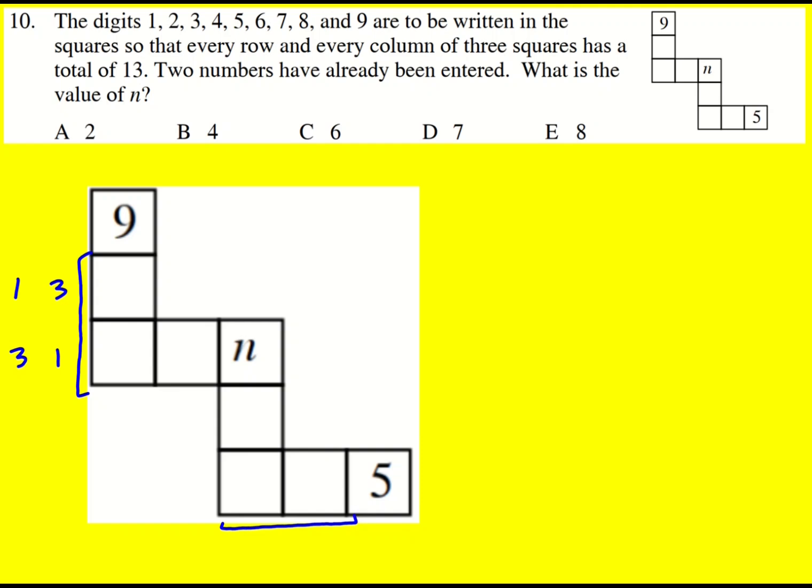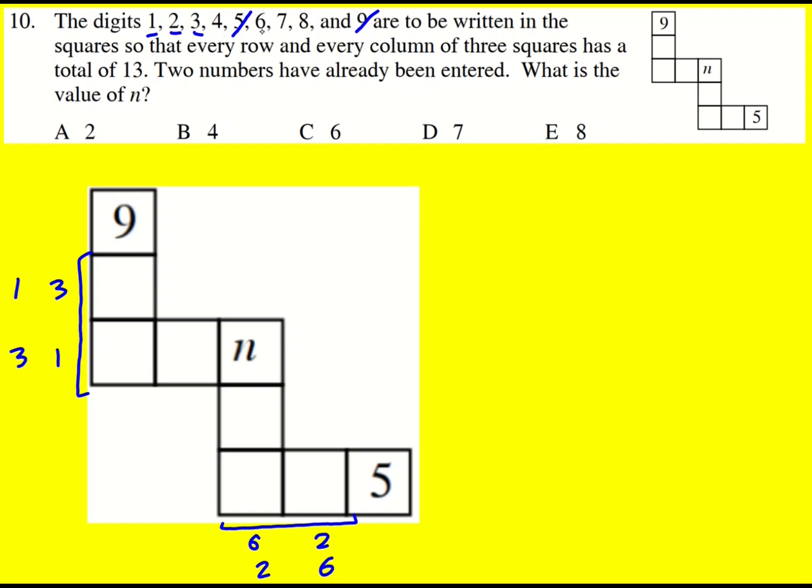Because now these two need to add to give 8 to get the 13 overall. So I can't do 7 and 1 because I've already guaranteed using a 1. Oh yeah, I've already used a 5 and a 9, so we cross them out. And I was trying to get 8, so I can't use 6. Can I use 6 and 2? That looks okay. That's the only possibility. It's got to be 6 and 2 or 2 and 6.